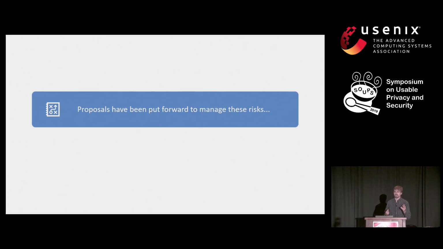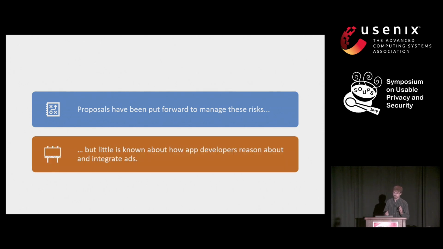And many proposals have been put forward to manage the consumer risks of advertising, such as technical systems that allow ad targeting to occur locally on the user's device and thus not send data to ad networks. But little is known about how app developers reason about and integrate ads, which to me is key knowledge to have. If you want to solve a problem as complicated as those posed by advertising, you need the perspective of every stakeholder in the system. And if you're missing a key player, such as app developers, then it's doubtful how effective proposals will actually be.